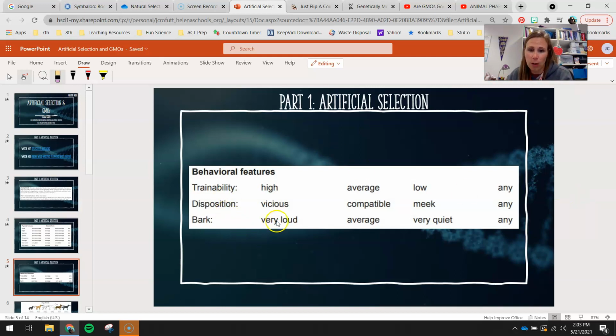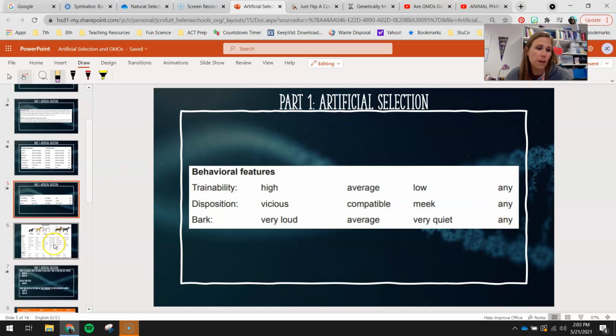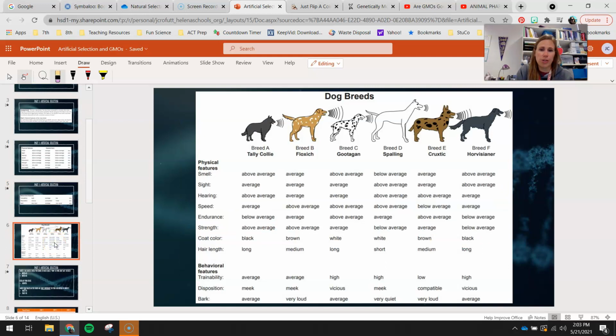And then bark, how loud do you think its bark should be? Again, if you don't feel that bark is going to help that dog at all, then you would circle any on that. Okay? Then what you are going to do is take a look at these 6 breeds of dogs here.